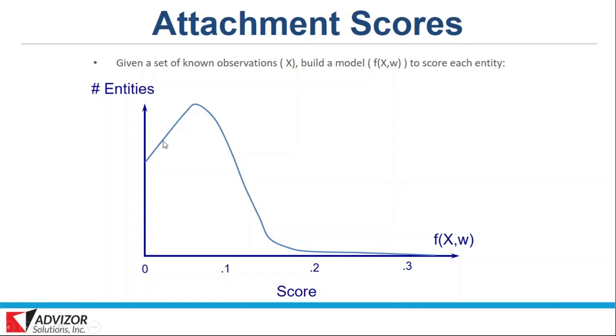And typically it starts low. There's a peak, and usually the scores run from 0 to 1. It can be 0 to 100, whatever, but we typically want to see a range of 0 to 1. Let's say that's what we're using here. There's a peak at the bottom and then it falls off and there's a tail that runs over to the right.